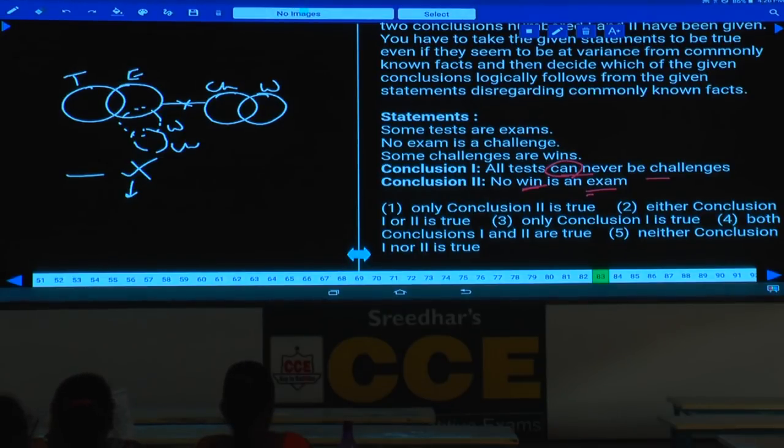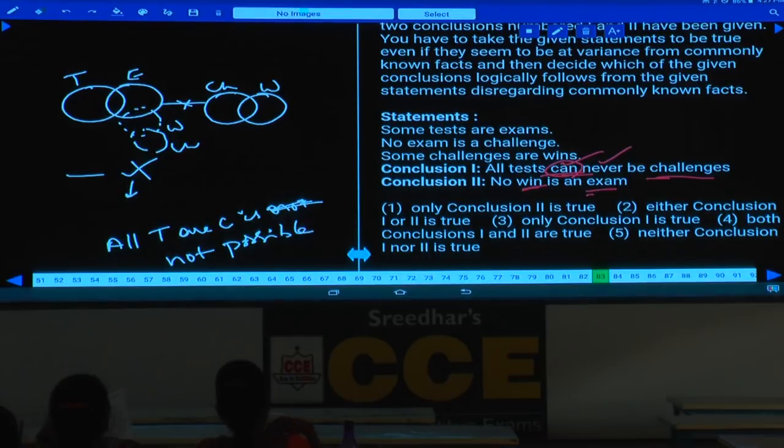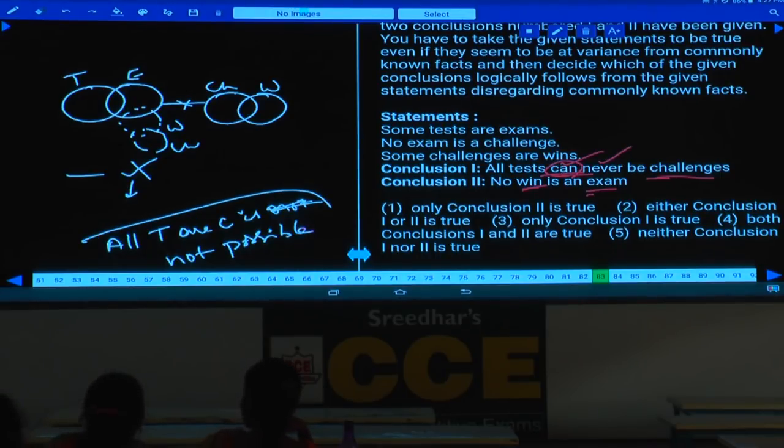Then coming to the first one, all tests can never be challenges. Yes, so how to represent this one? Now this one we should write as all tests are challenges is not possible, because can stands for possibility, never is not a possibility. Tell me what is the conclusion here? Here he is claiming that all tests are challenges is not at all possible. Now we should prove whether all tests are challenges is possible or not.